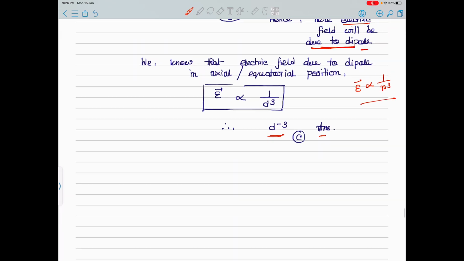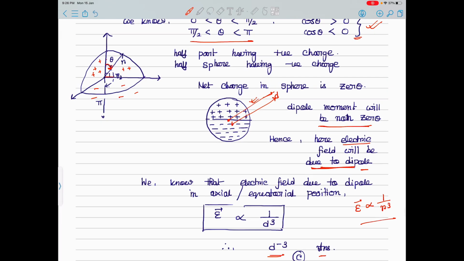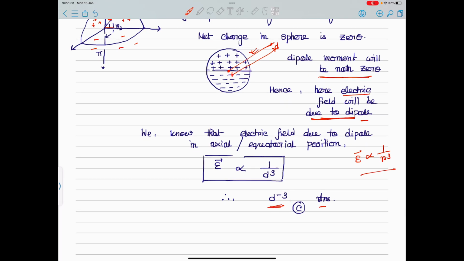Since the dipole moment is non-zero, at a distance d from the center the electric field will be due to the dipole, and we know that the electric field due to the dipole is generally inversely proportional to d cube. Therefore, d to the power minus 3 is the correct option for this particular question.